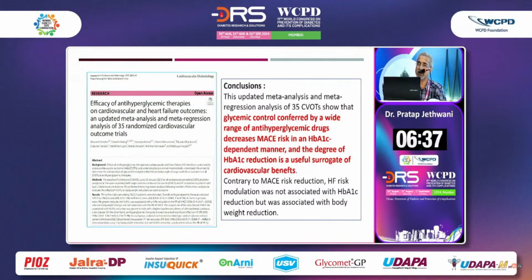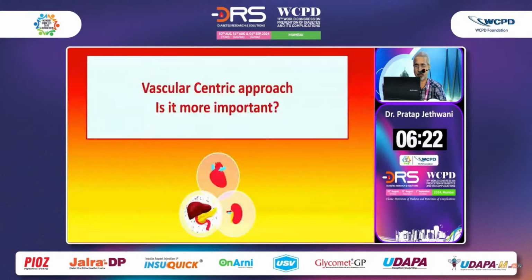But if you see heart failure, then it is more related to body weight reduction as compared to HbA1c reduction. So the message is clear: HbA1c control is required, glucose control is required, not only for prevention of microvascular, but also for prevention of macrovascular complications. Let's take a look at the vascular-centric approach.